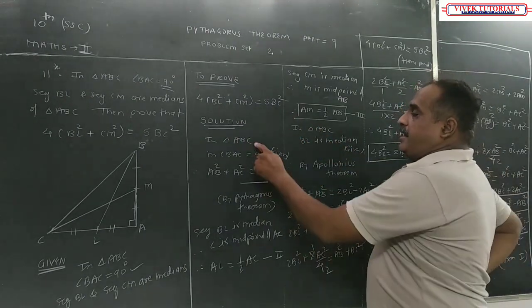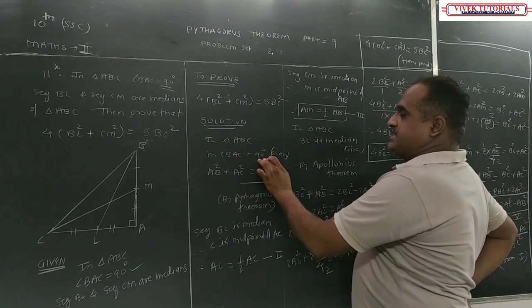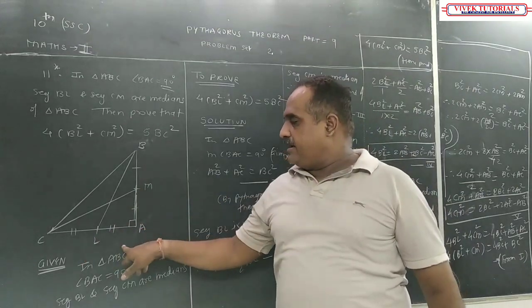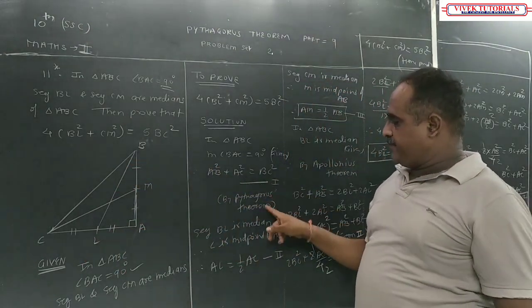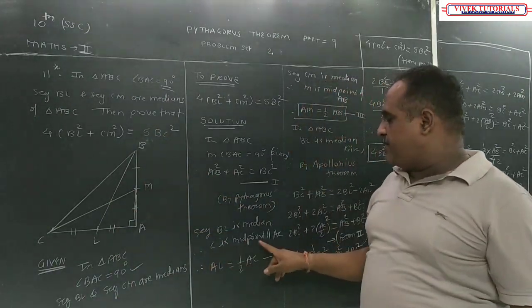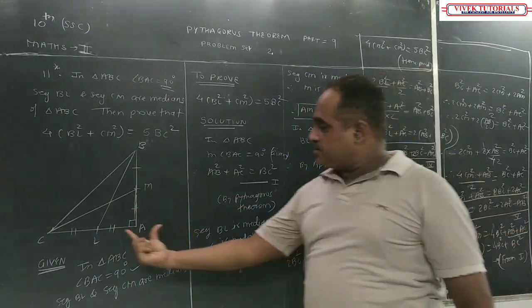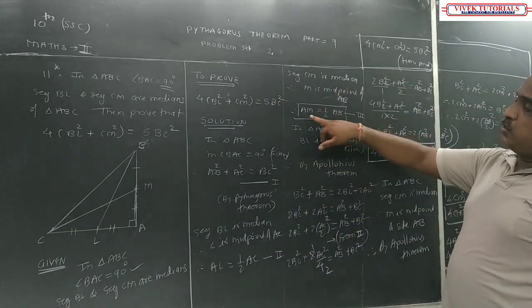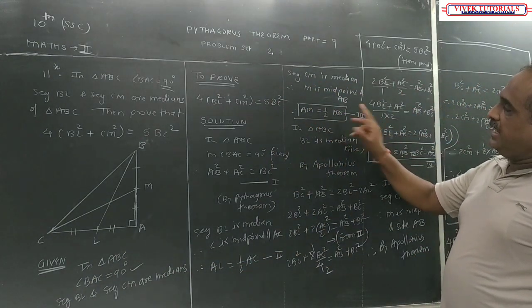Solution. In triangle ABC, measure of angle BAC is equal to 90 degrees. I apply the Pythagoras theorem. AB square plus AC square is equal to BC square. That is the Pythagoras theorem. Now BL is a median, meaning L is the midpoint of AC. So AL is equal to half of AC. Then CM is a median, so AM is equal to half of AB.